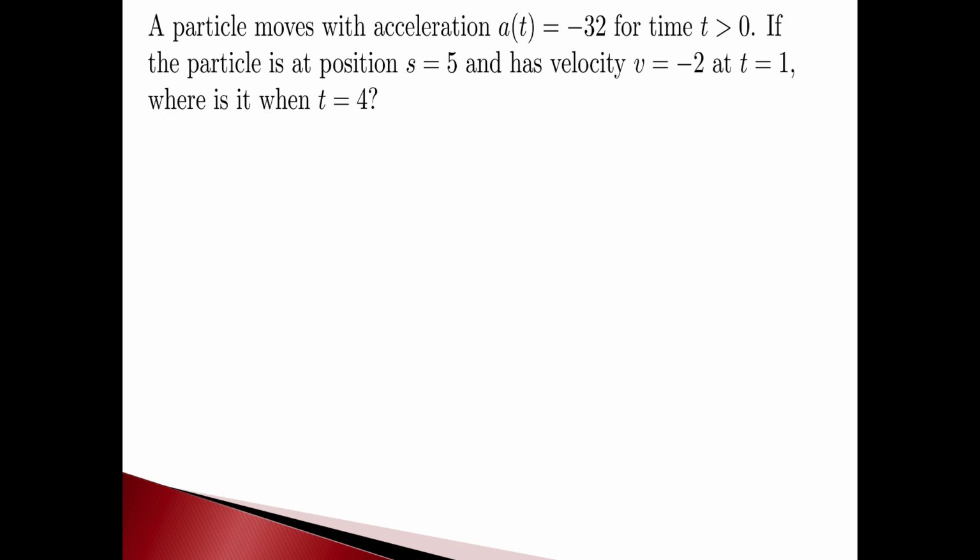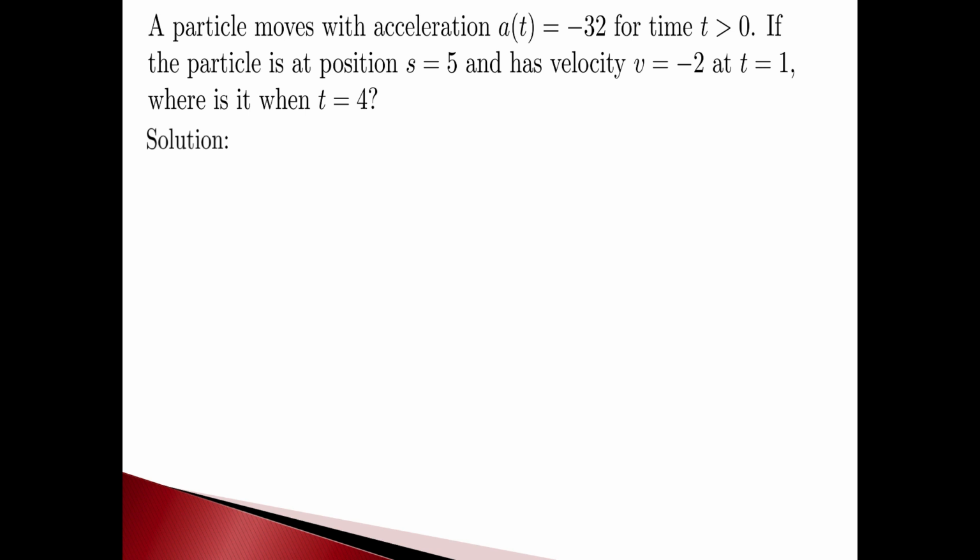Then we know that the particle is at position s equals 5 feet when the velocity is negative 2 feet per second, when time is equal to 1 second. Then the question is, where is it when time is 4 seconds? Well, that sounds like a lot of complicated stuff. But let's just write down what we know, and it's very, very easy.